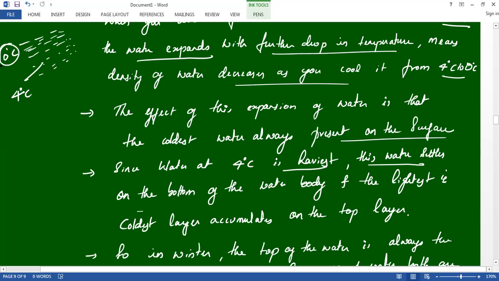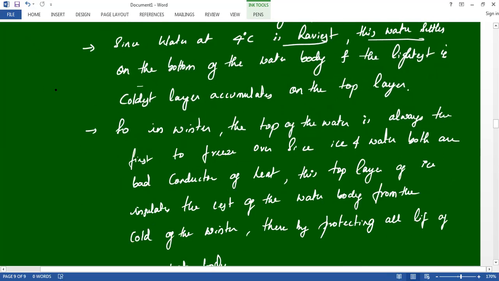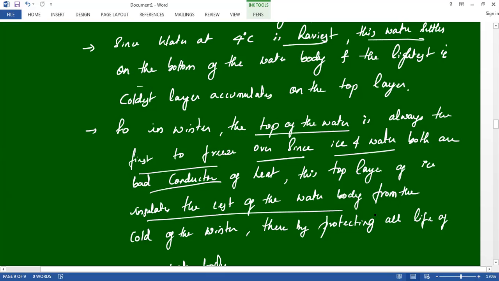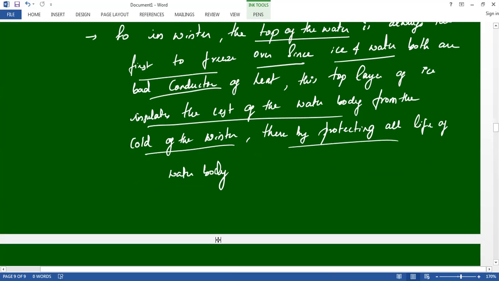That is, 0 degree water will accumulate on the top, and 4 degree water will settle at the bottom. Okay, so in winter, the top water always freezes first, since ice and water are both bad conductors of heat. This top layer of ice insulates the rest of the water body from the cold winter, thereby protecting the life of the water bodies.